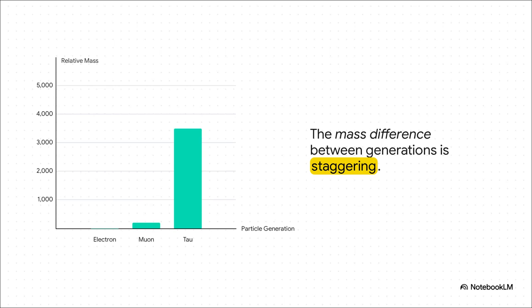Let's just look at the electron and its heavy cousins. So you've got the electron. Let's call that our baseline. Then you have the muon from generation 2. It's over 200 times heavier. And then the tau from generation 3, it's almost 3,500 times heavier than an electron. It's like having a house cat, a grizzly bear, and a blue whale, but claiming they're all the exact same animal in every other respect. It just doesn't make sense.